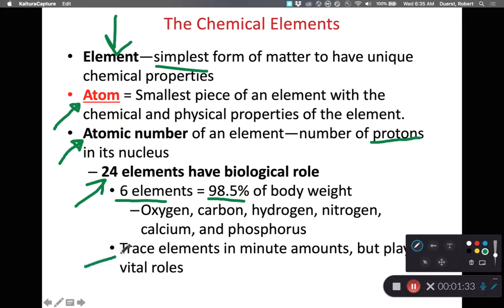And then there are going to be 18 trace elements. Those are things like copper or iron or selenium, things that are present in very minute quantities in the body, but needed for very specific functions, primarily as enzyme cofactors within our bodies.